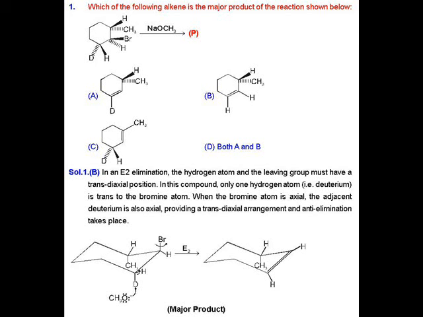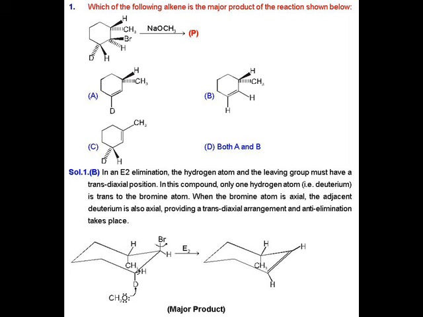Question number 1 of MCQ type. According to this question, which alkene will be formed in the reaction? So it is a cyclohexane derivative of bromine, and sodium methoxide is given to us. Sodium methoxide is a strong base and it will bring about bimolecular elimination reaction, that is E2 reaction.